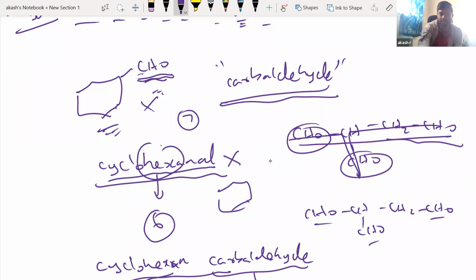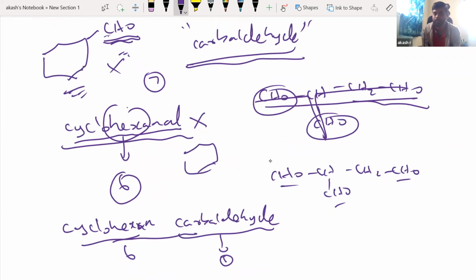Now, in these kinds of things, how are we going to name? You forget that these 3 CHOs are there first. Other than that, check how many carbon atoms you have. All you have is 2 carbon atoms, right? You write that name. How did you write it here? Other than the CHO, 6 carbon atoms, and in a cyclo compound, so you wrote cyclohex. Here, other than the CHOs, we have only 2 carbon atoms. So let me write it as ethane.